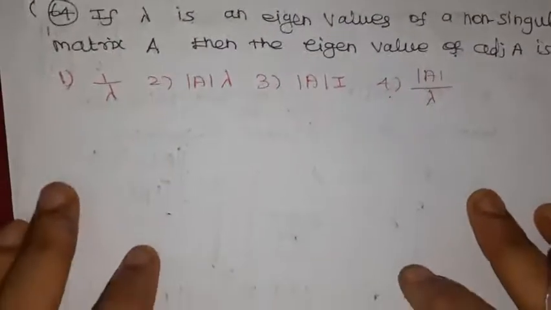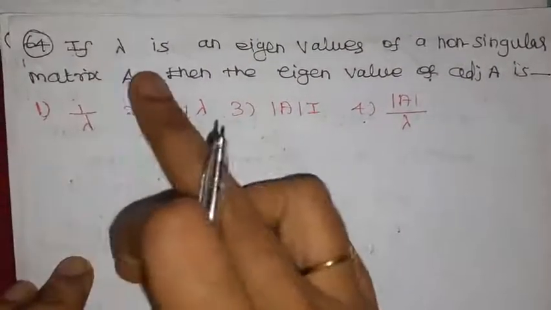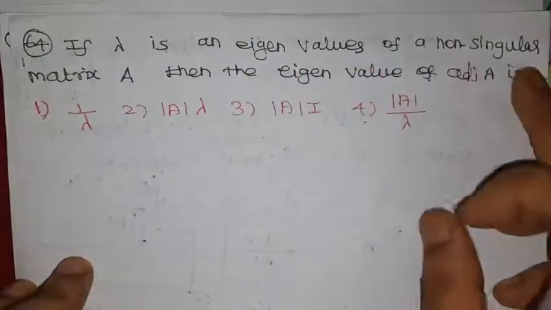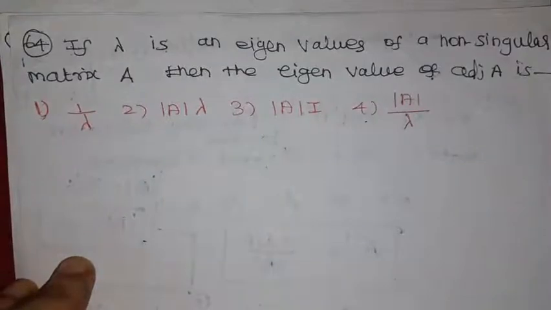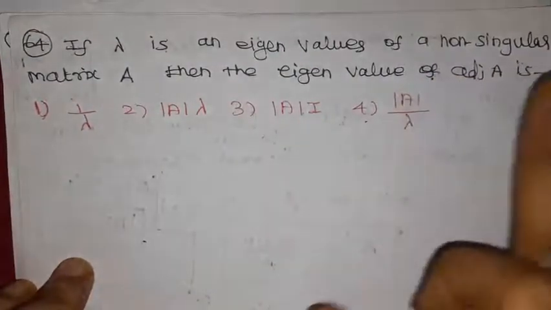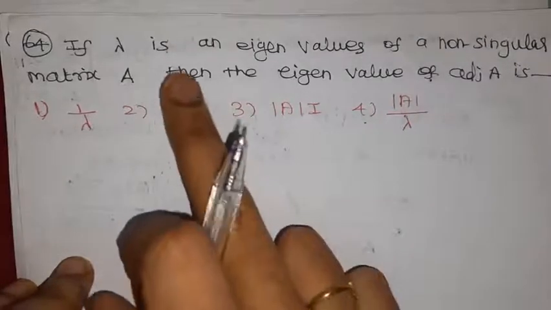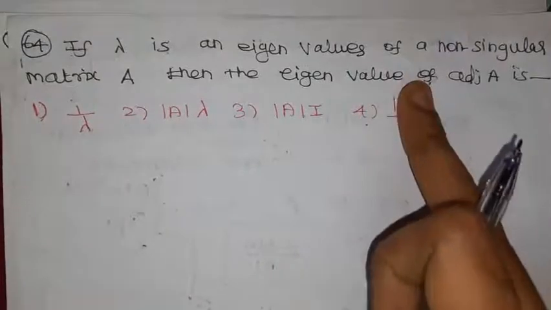Okay. Then question number 64. If lambda is an eigenvalue of a non-singular matrix A, then what is the eigenvalue of adjoint of A? We need to find the eigenvalue of adjoint of A, and it is given that lambda is an eigenvalue of a non-singular matrix.